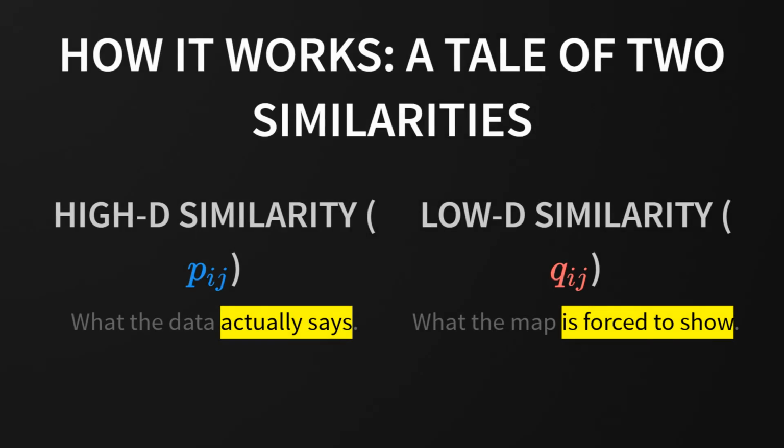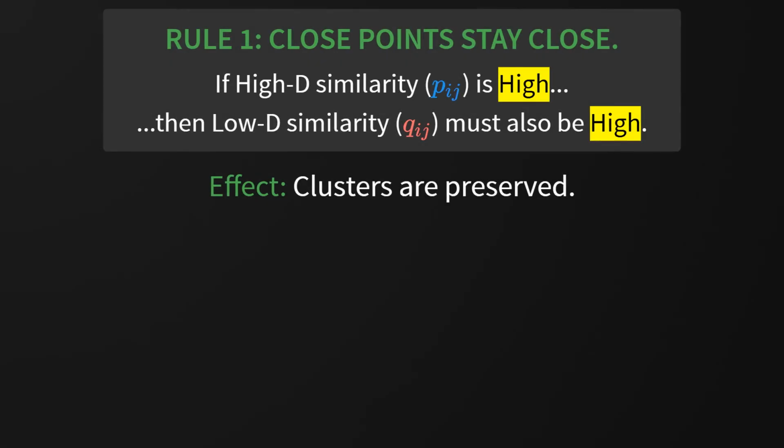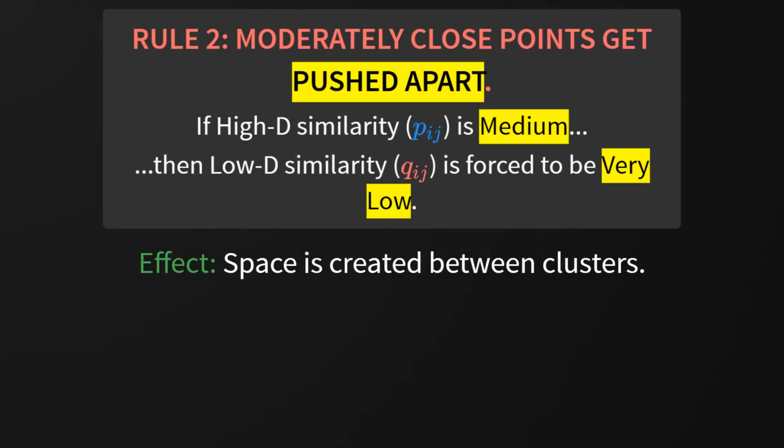Let's break down the logic. We have two competing forces: the true similarities from the original high-dimensional data, which we'll call P, and the new similarities we must create in our 2D map, which we'll call Q. First, the simple case. If two points are very similar in the original data, their similarity score P is high. The algorithm's top priority is to make sure their similarity in the map, Q, is also high. This keeps clusters intact. Now for the magic bullet. What about points that are only moderately similar? Their P value is medium. The algorithm deliberately forces their Q value in the map to be very low.